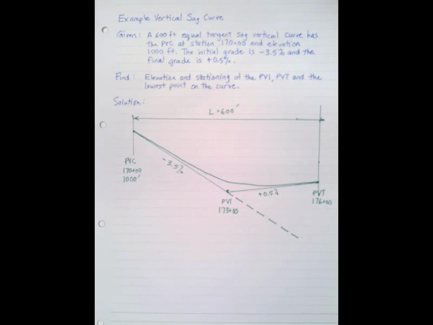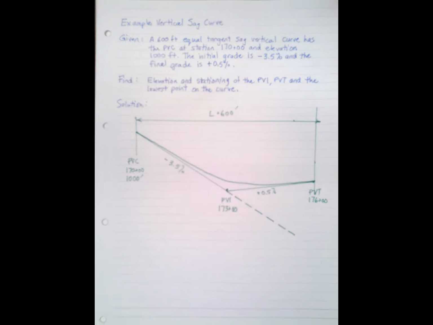So it is indeed a sag curve. And we're asked, kind of classically, to find the elevation and stationing of the other 2 points, the PVI and the PVT, and then also to identify the station and elevation of the lowest point on the curve. So basically, we can draw a picture.